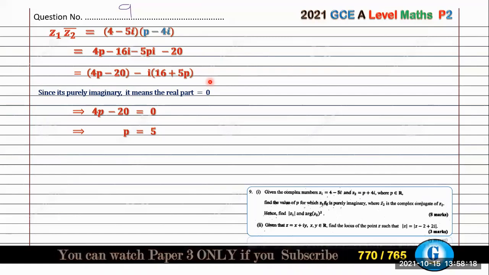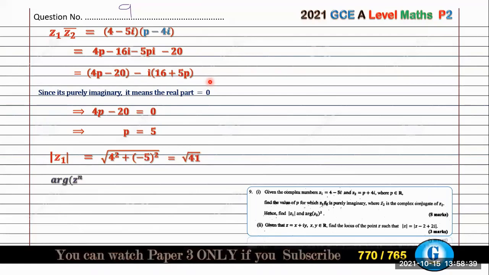Hence, find the absolute value of z1, that's the modulus, right? So the modulus of z1 will be equal to the square root of 4 squared plus minus 5 squared. That is 16 plus 25, which gives us the square root of 41.